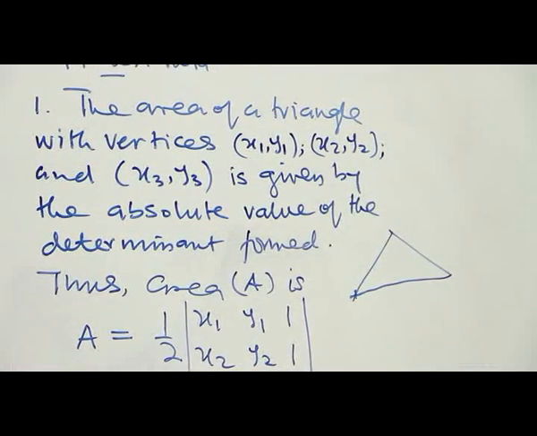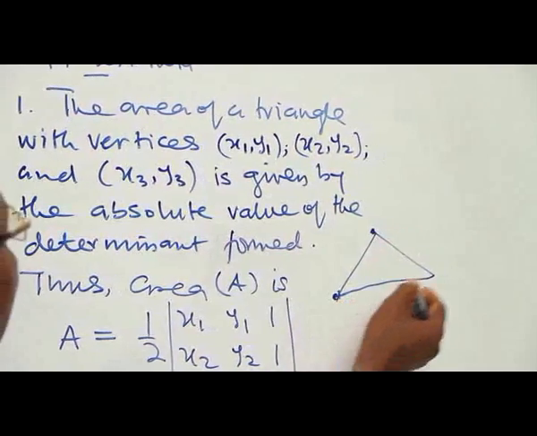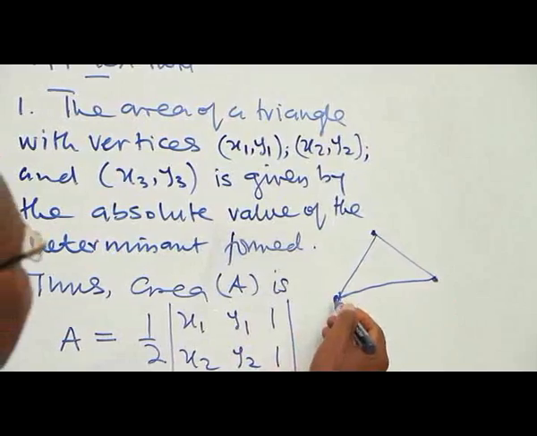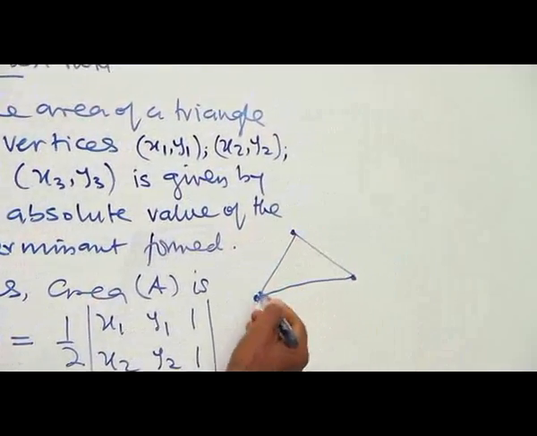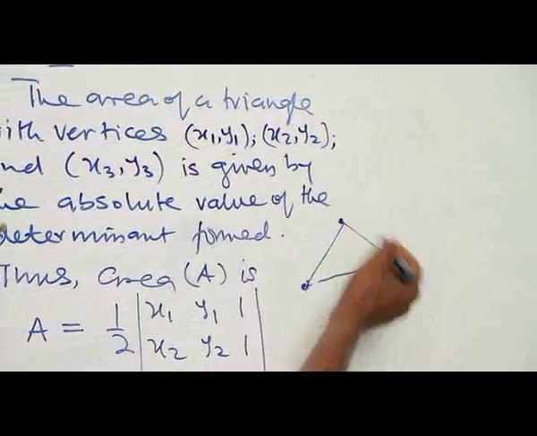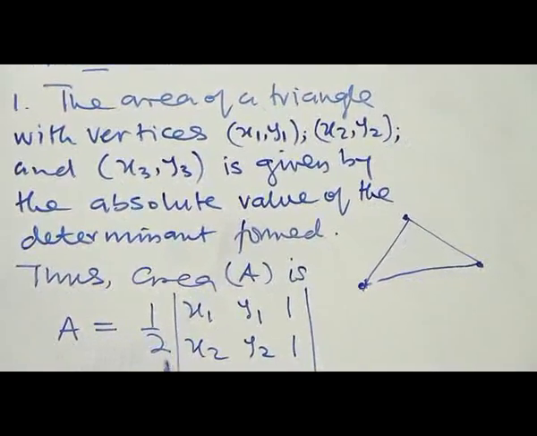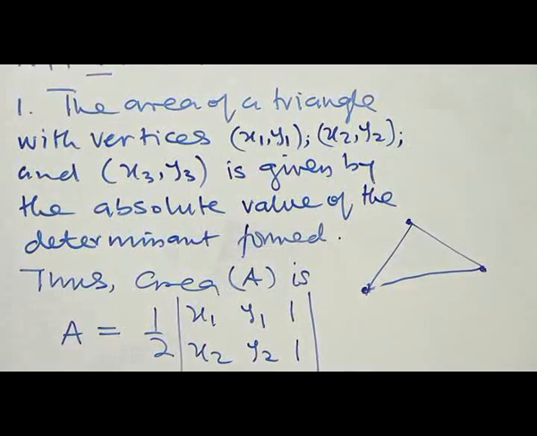Before now, we are conversant with this: you know this point, you know this point, you know this point. A longer process will be for you to find the distance from here to here, the distance from here to here, the distance from here to here. Thereafter, you use Hero's formula to find the area. But again, the use of determinant can also help us to simplify this process.